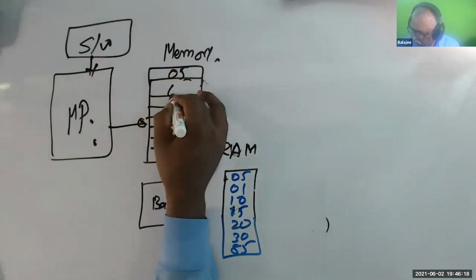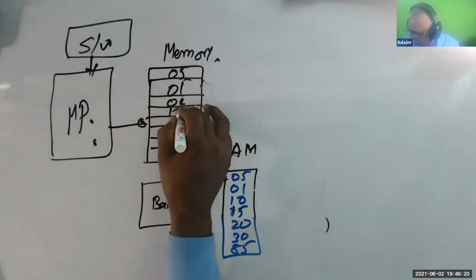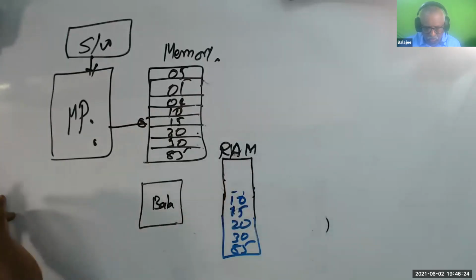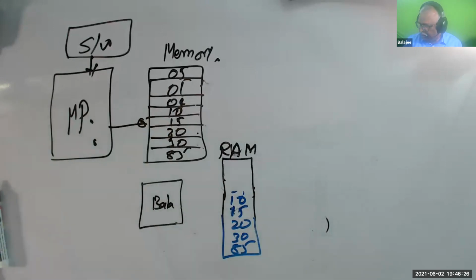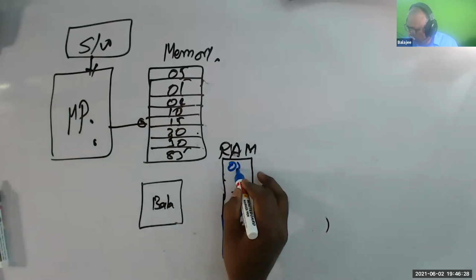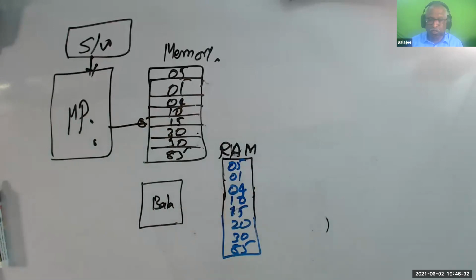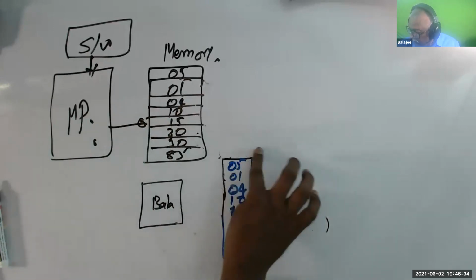05, 01, 04. That's a length. Here also, let us not leave any mistake. 05, 01, 04 is a length, 8 byte. Now, this is RAM.